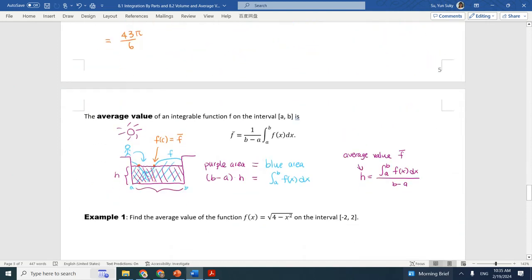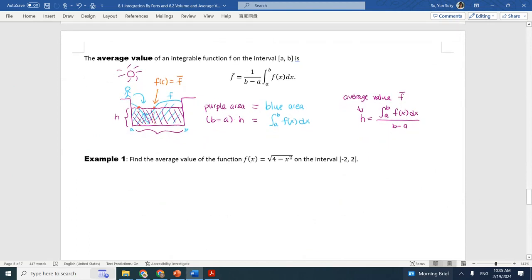That's the first application. And then the second application of integrals is finding the average value.